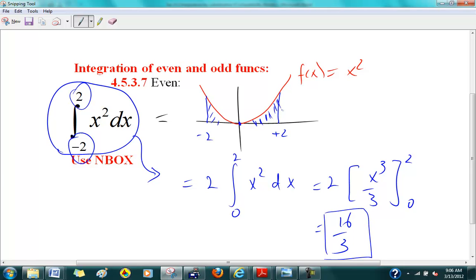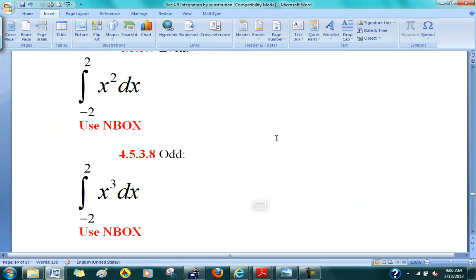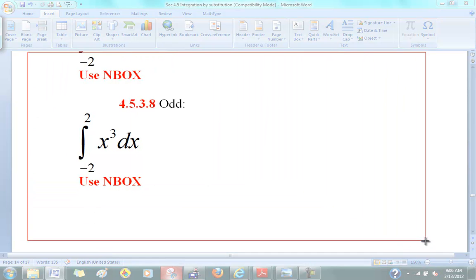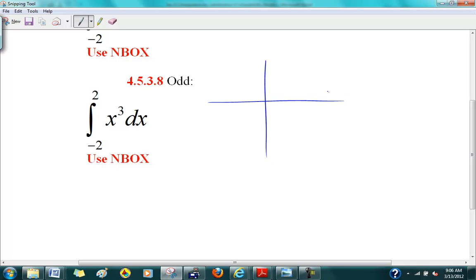The next problem we're going to do is the odd function. So according to the earlier answer, an odd function is symmetric about the origin. And so this function looks like this. And the problem's asking you to find the two areas. What do you think the answer is going to be?